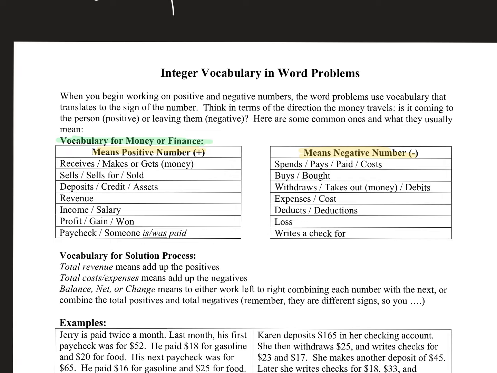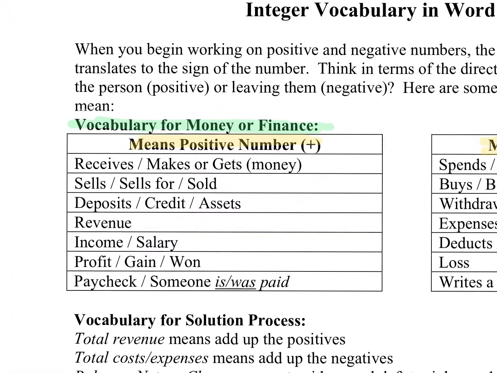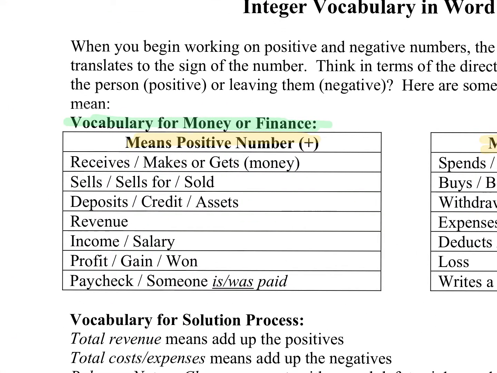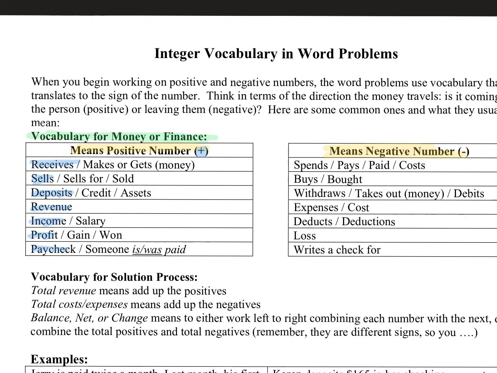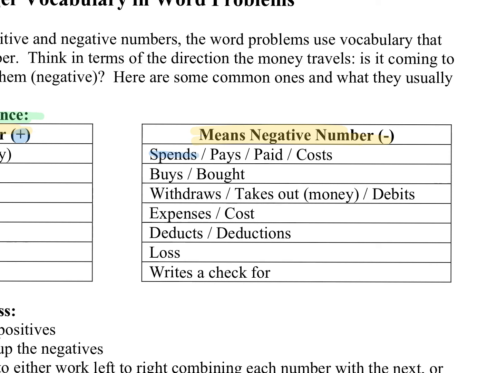So all of the words in this little part of the table mean that you're receiving money in some way. And so that is going to be represented by a positive integer. And then the second table over here has to do with words that mean you're losing money or the amount of money that you go down or something like that. And those are going to be represented with negative numbers.